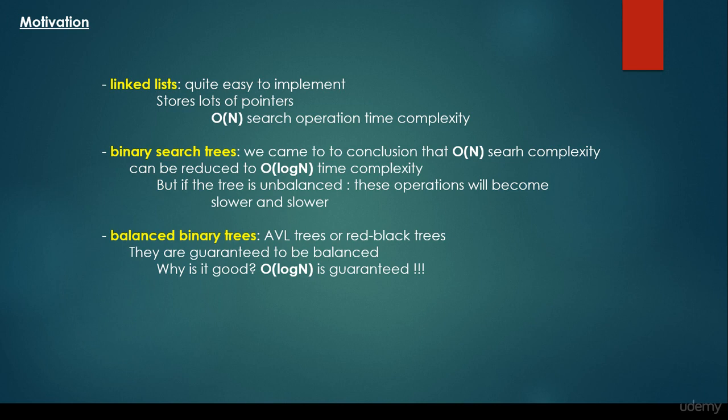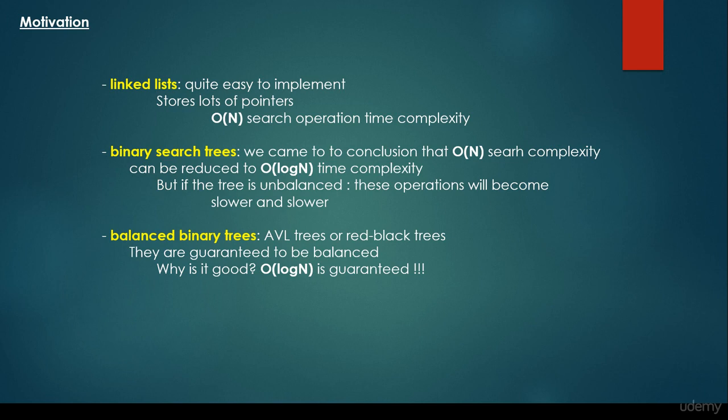Then we come to the conclusion that maybe we are able to reduce this O(n) linear search time complexity to logarithmic time complexity. And that's why we have been talking about binary search trees. We come to the conclusion that O(n) search complexity can be reduced to O(log n) time complexity. But it's very important that if the tree is unbalanced, these operations will become slower and slower. And that's why balanced binary trees have come to be, such as the AVL tree or the red-black tree. They are guaranteed to be balanced.